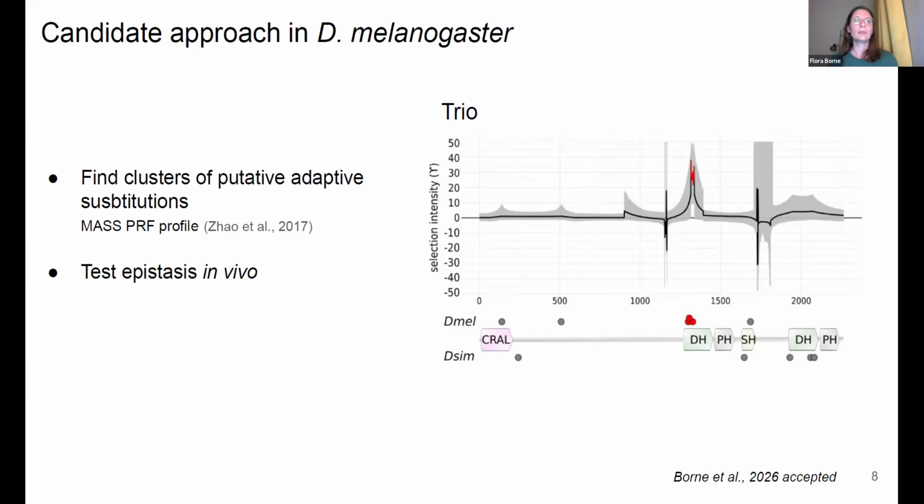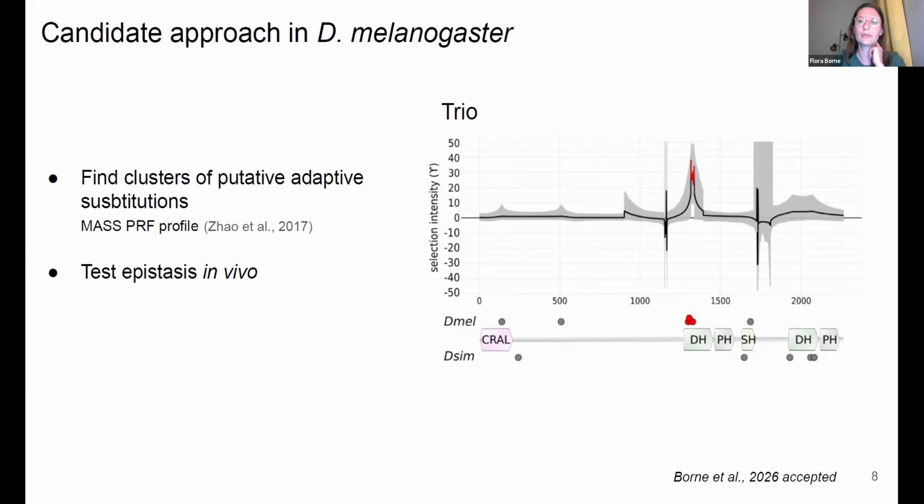So we went to melanogaster and looked at all the coding sequences in melanogaster. We used polymorphism data in melanogaster and divergence data using simulans, the sister species, and we created a profile for each coding sequence using this MassPRF program that gives selection estimates based on polymorphism and divergence data. So this is an estimate by site, so we can see the estimated selection per site.